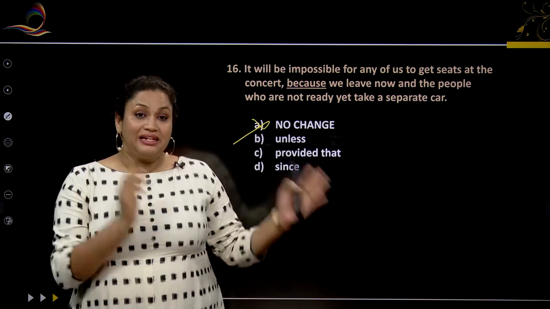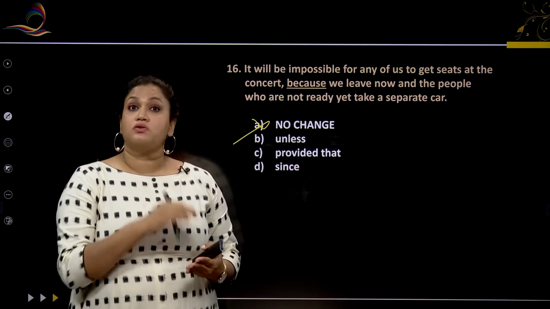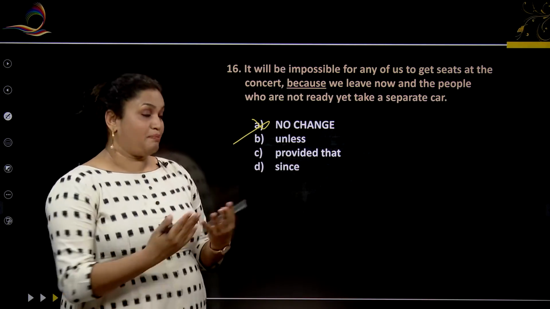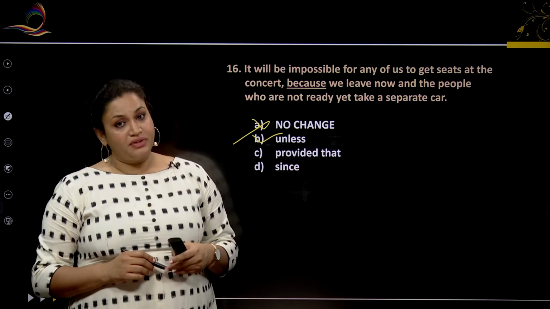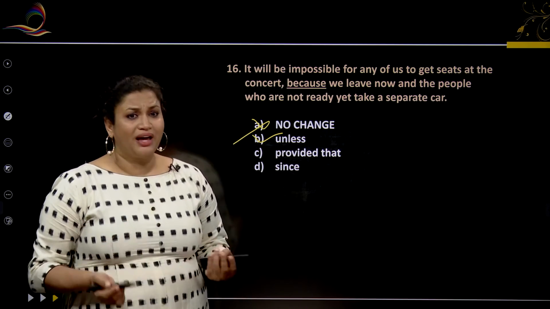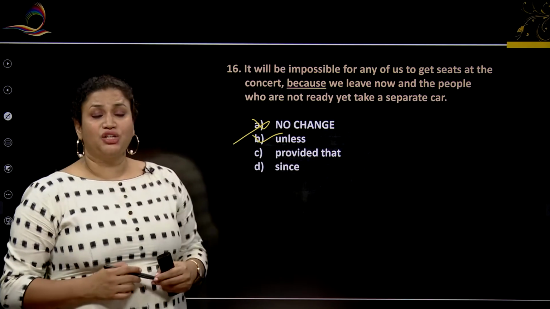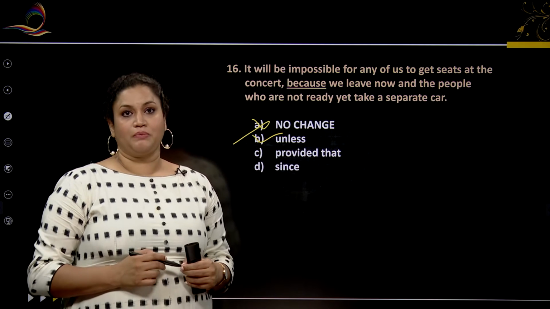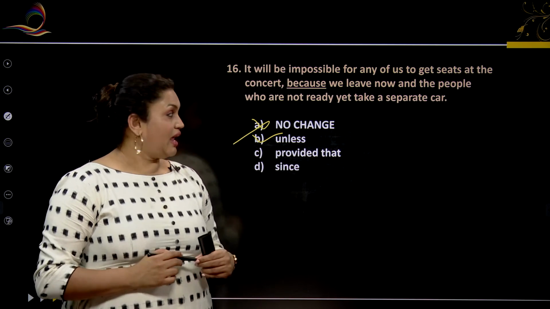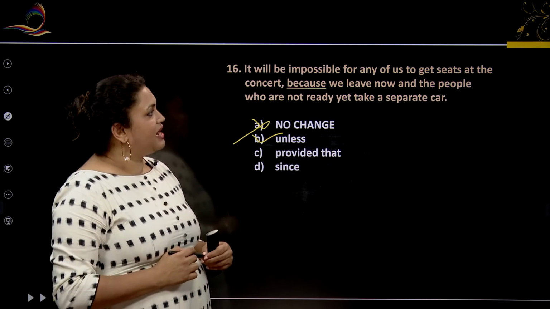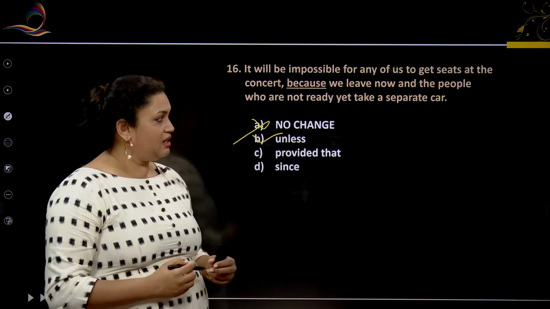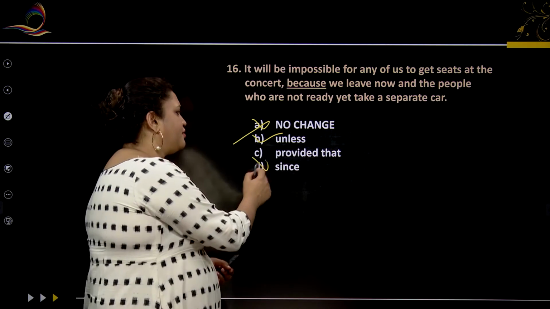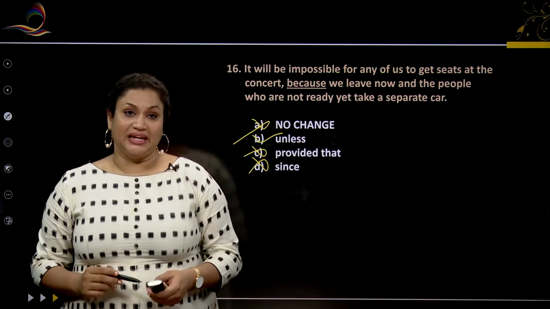The next one, unless we leave now and the people who are not ready yet take a separate car, this makes beautiful sense. Provided that we leave now, why? When we have such a simple conjunction like unless, why? Okay, so provided that we leave now and the people, this makes sense, but unless is a better option, I feel. Since we leave now, no, we are not going to go with that. We're going to go with B. Let's go to the next option.